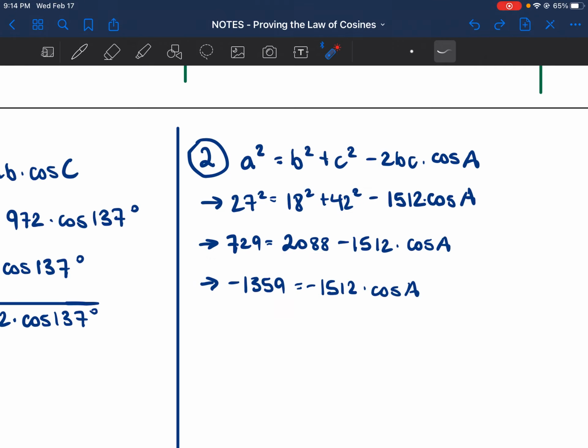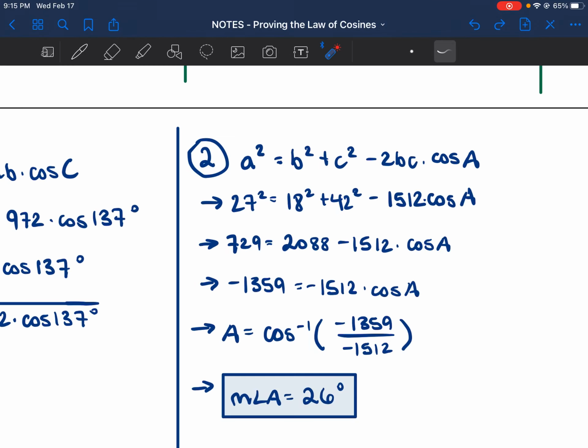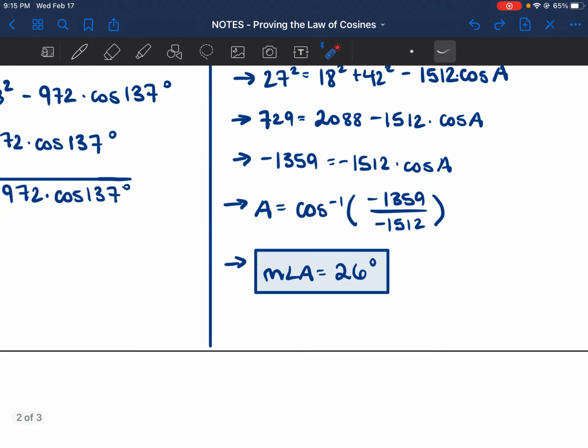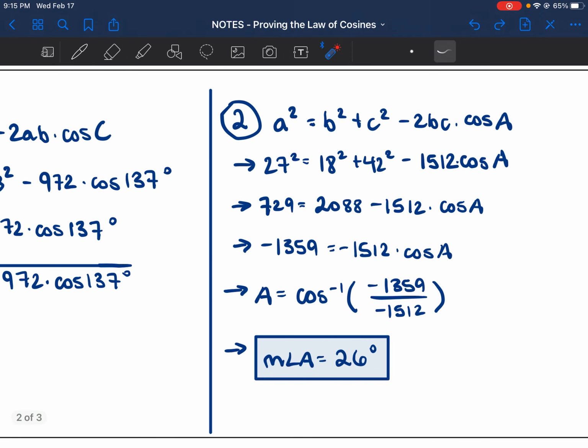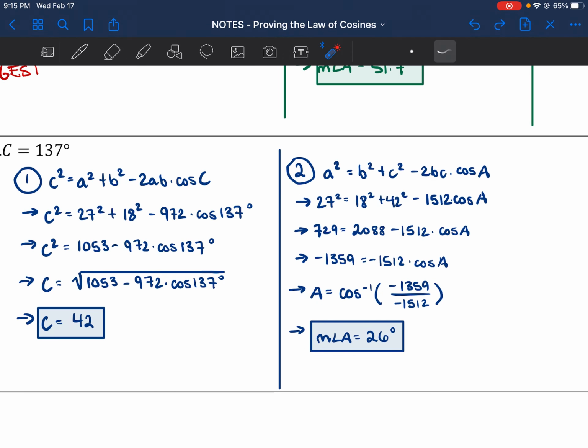We get negative 1,359 equals negative 1512 times the cosine of angle A. And then lastly, we're going to go ahead and divide by negative 1512 on both sides. And to get rid of the cosine, we end up taking the inverse cosine right here. So angle A is the inverse cosine of negative 1359 over negative 1512. And that gets us that the measure of angle A is about 26 degrees.